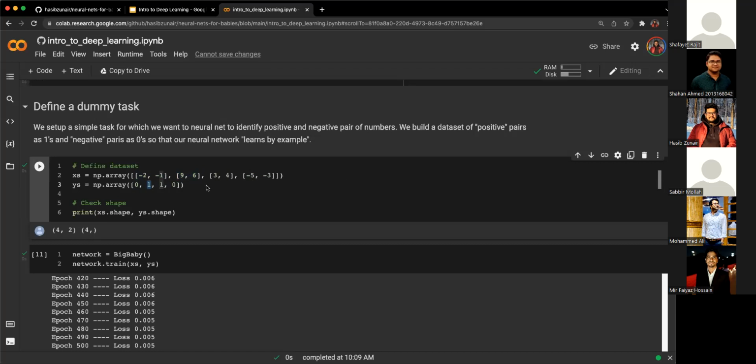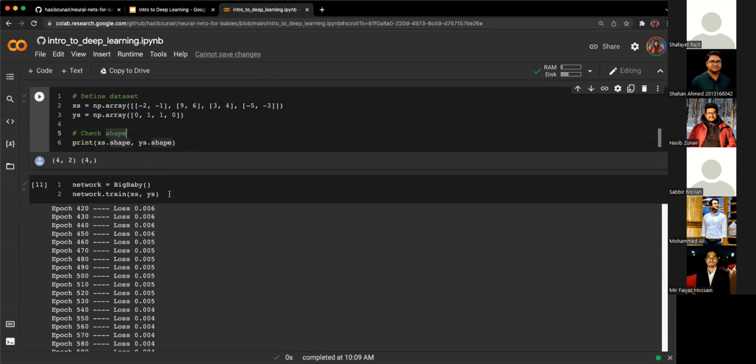So we're defining a task or a data set using this example. These are our bunch of inputs. And these are a bunch of outputs. So we want a neural net to learn this mapping between the input and the output. So now over here, we initialize the network and we train it. Let's see what this train does.